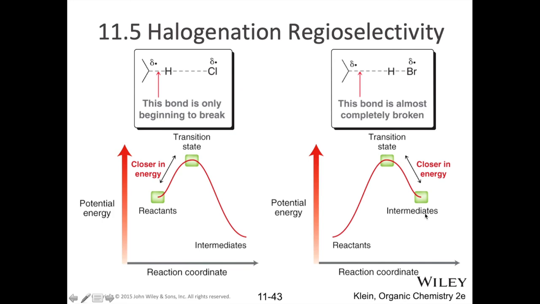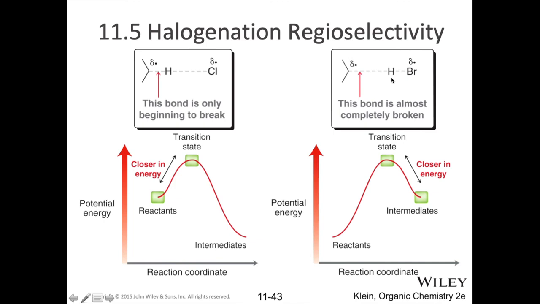Okay, so what does that mean? Well, if we're looking at that intermediate, in the case of chlorination, your intermediate still looks kind of like your initial alkane, right? You still mostly have this bond together. It's only starting to break, okay? Whereas you still have a long way to go before this bond forms. But it's the opposite way here. You've pretty much already broken this bond and had your hydrogen abstracted over.